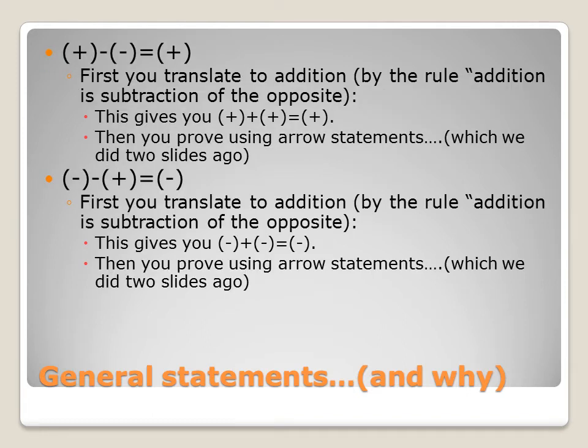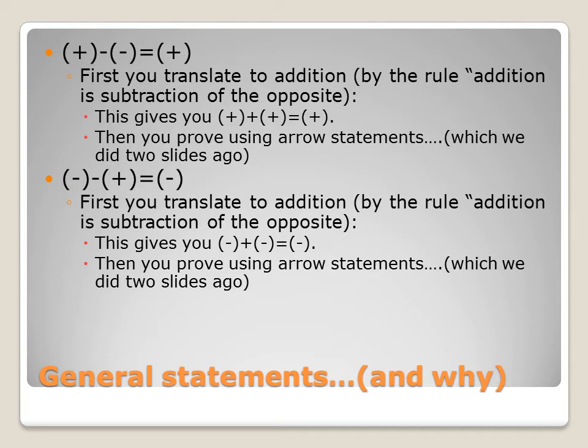The next are the subtractions. The subtractions are related to the additions, and that's how we're going to solve them and prove them. So, for instance, a positive minus a negative equals a positive. And if I asked you to prove that, first you would translate the sentence to addition. And you'd use that rule, addition is subtraction of the opposite, and subtraction is addition of the opposite. This would give you a positive plus a positive equals a positive. And then you prove it using the arrow statements, which we did two slides ago. So you wouldn't stop at a positive plus a positive equals a positive. You would then go on to say an arrow pointing to the right plus an arrow pointing to the right has to end up to the right.